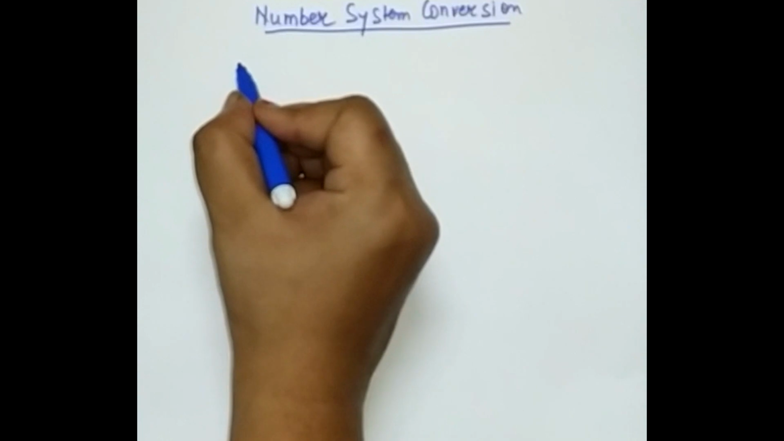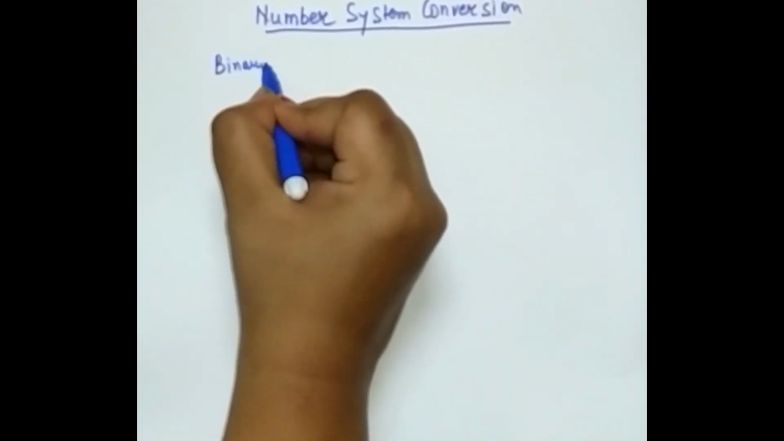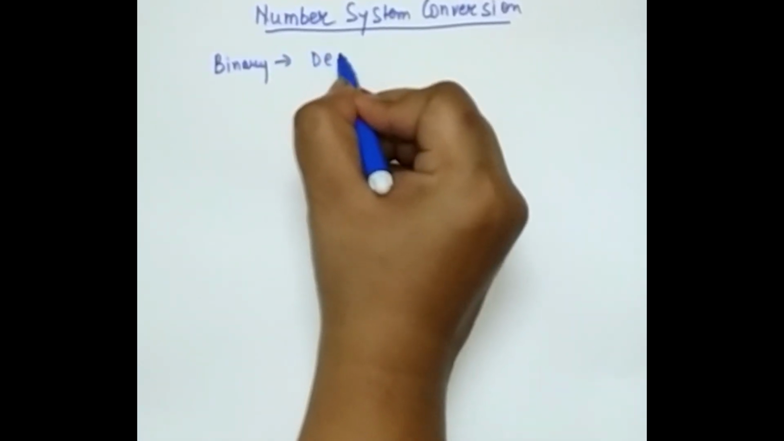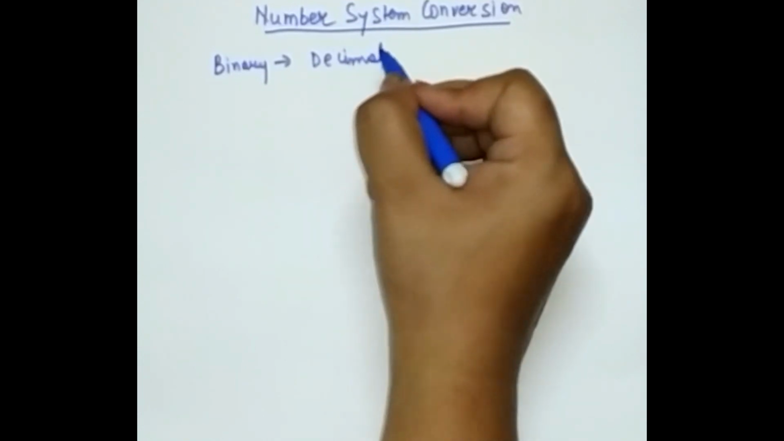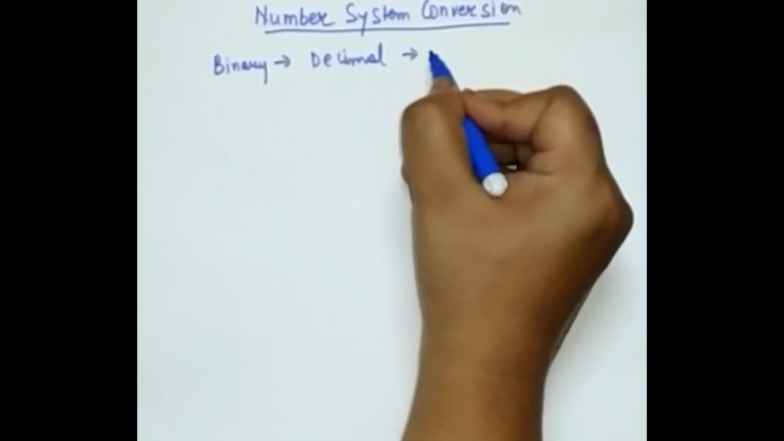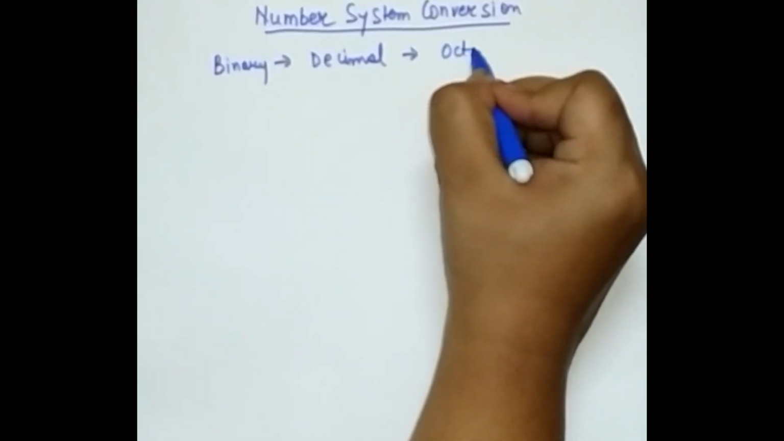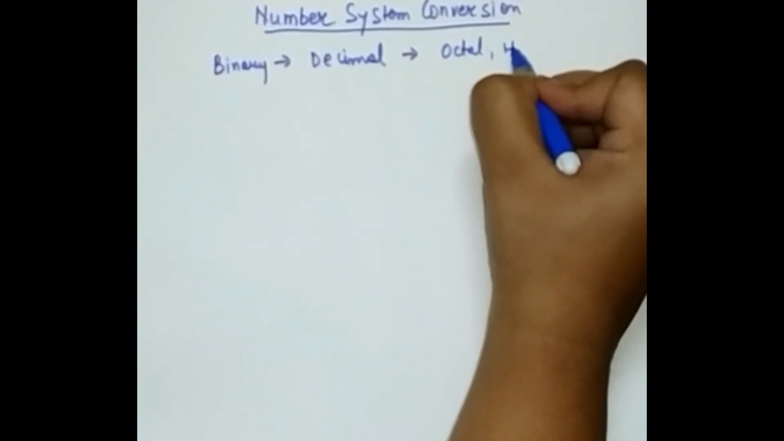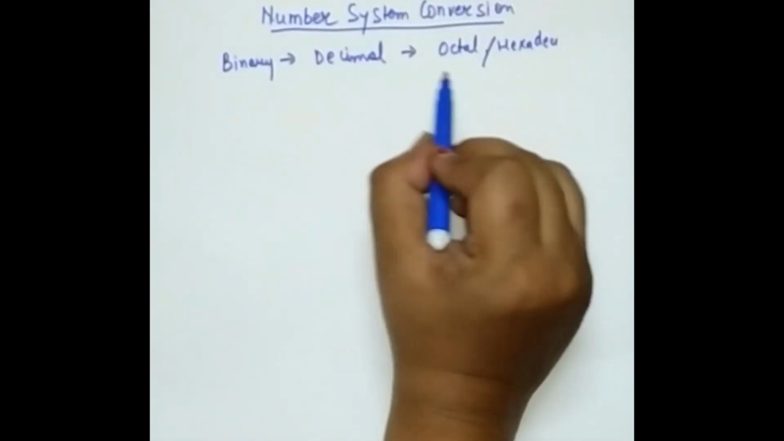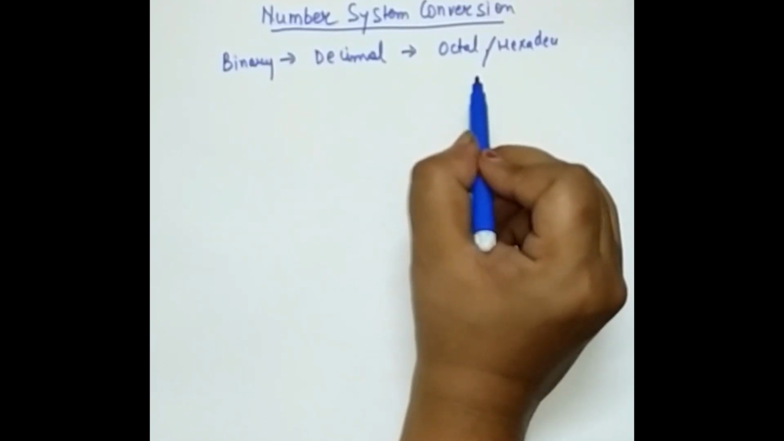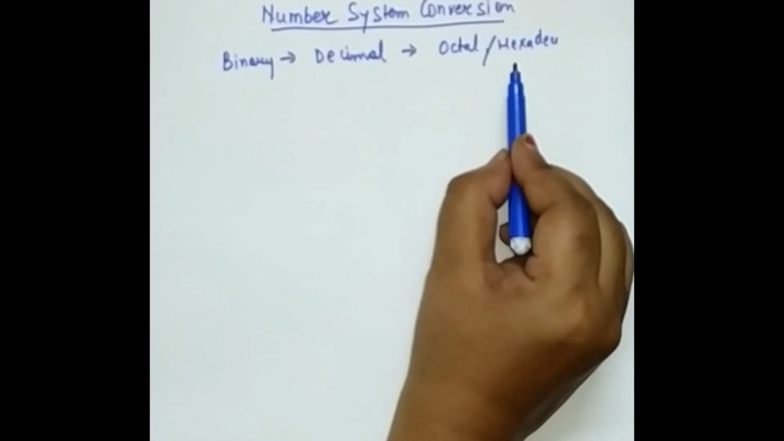So the first method is what? You can convert a binary number into decimal, which I have taught you in the previous class, any number system to decimal. Then convert this decimal number into any number system, meaning you can convert it into octal or hexadecimal. This is a lengthy process, but there is a shortcut method in which you can convert a binary number directly into an octal or hexadecimal number system.